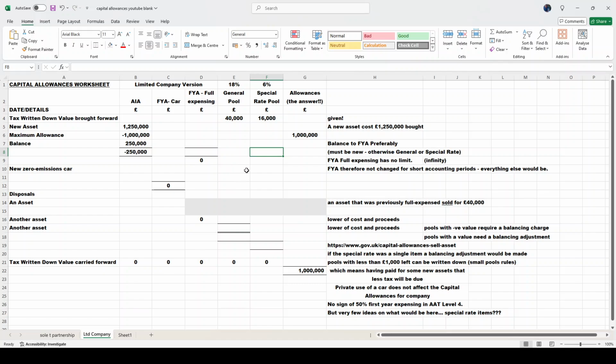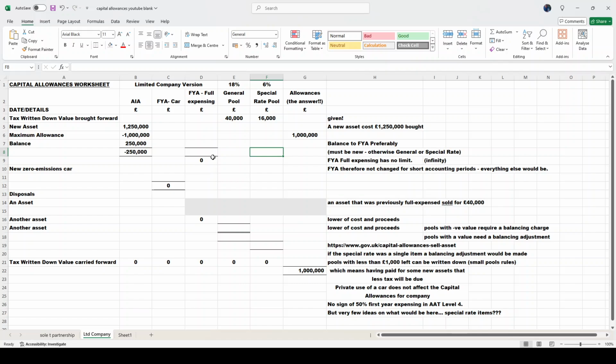So again, very, very tax friendly rules. There's no limit on the FYAs, so if you were dealing with a reduced accounting year, you don't need to reduce it because infinity times anything is still infinity. Whereas the AIAs or any other calculations, if you're dealing with 6 months, you'd have to halve it.